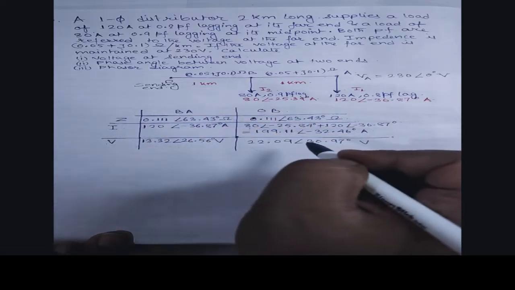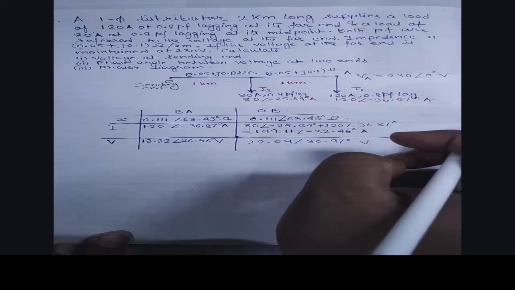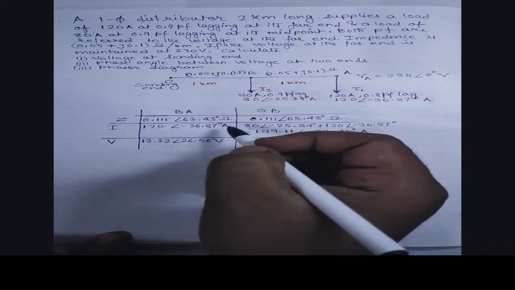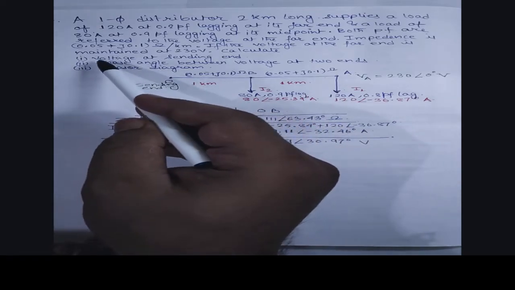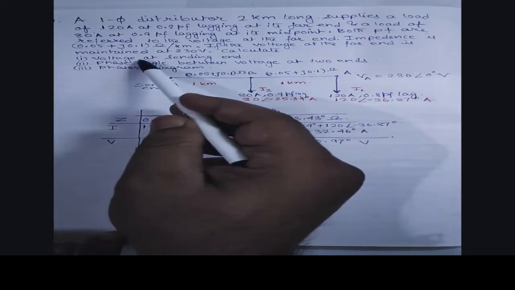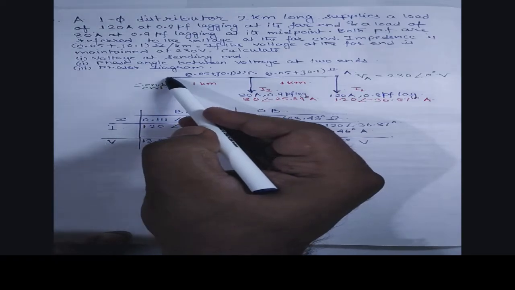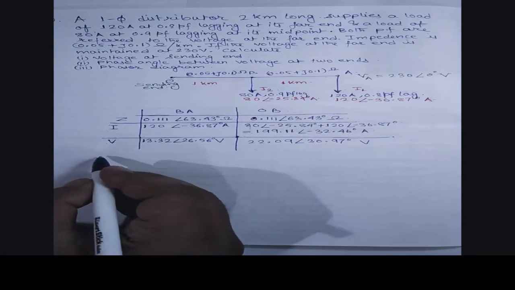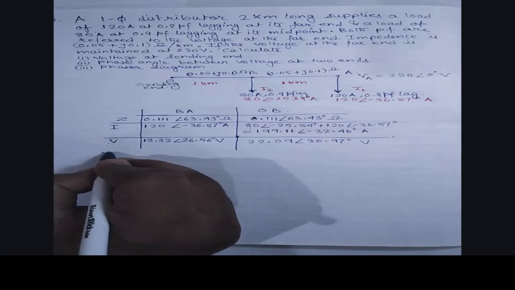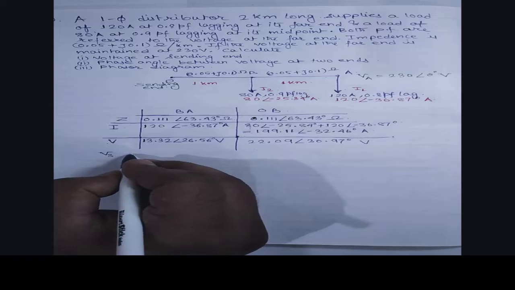Now this is over. In this type of sum, you just have to prepare this type of table. If you prepare this type of table, it will be very easy for you to remember and very easy to solve the problem. Now the next thing is to find out the sending end voltage, the voltage at this end. So the sending end voltage will be what?